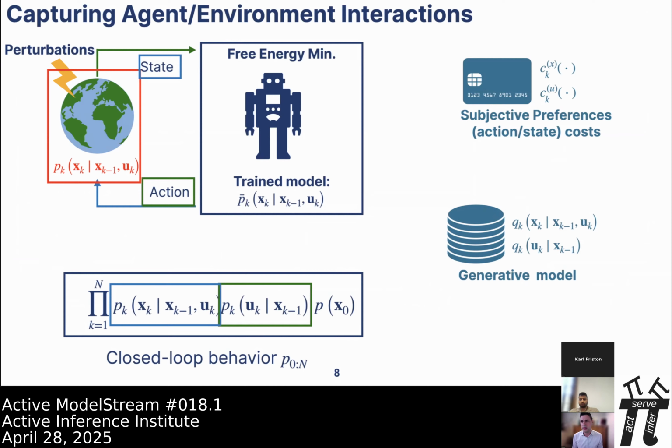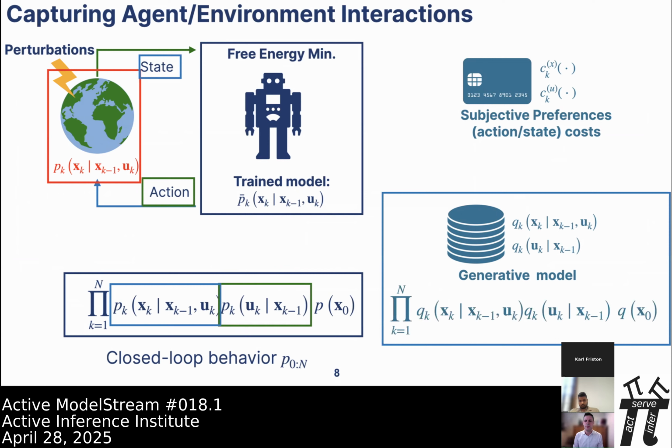Now, we could technically do exactly the same thing with the generative model. We could make a big product of all the conditional densities given some initial prior, and we can call this probability function Q_{0:N}. So this Q_{0:N} is the joint probability density function of states and actions from the generative model.